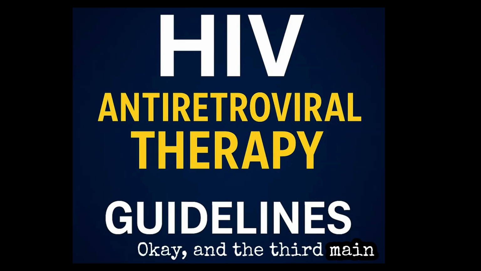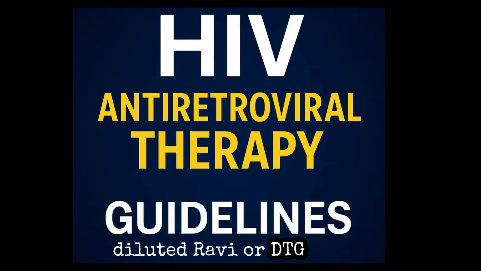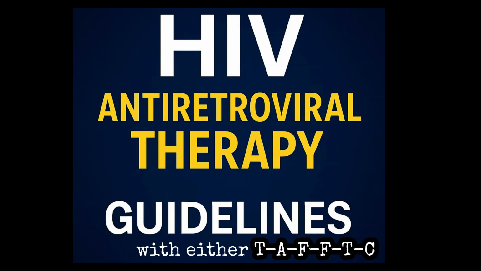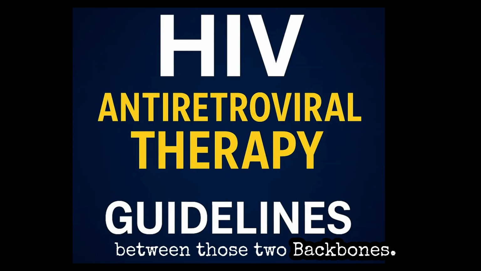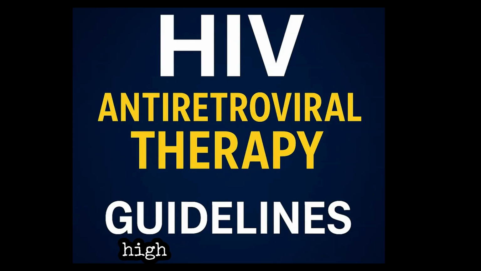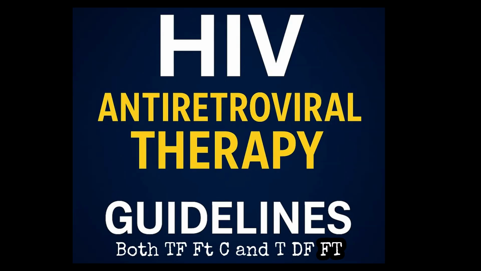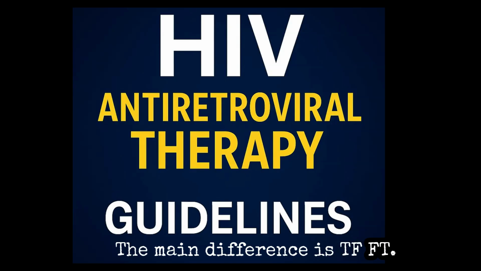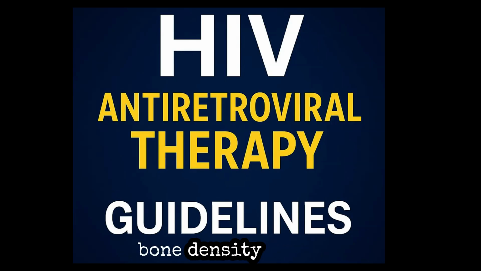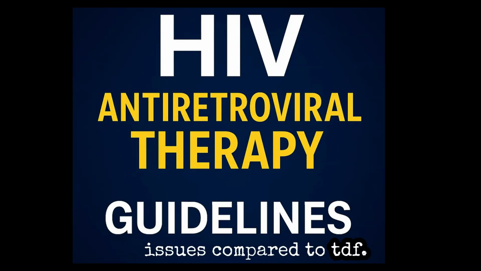Okay. And the third main option you mentioned was dolutegravir, DTG, combined with either TAF-FTC or the older TDF-FTC. What guides the choice between those two backbones? So DTG again gives you that high barrier to resistance. Both TAF-FTC and TDF-FTC are effective NRTI partners. The main difference is TAF-FTC generally has fewer bone density and kidney issues compared to TDF-FTC.